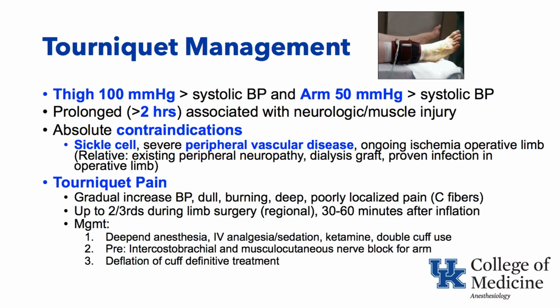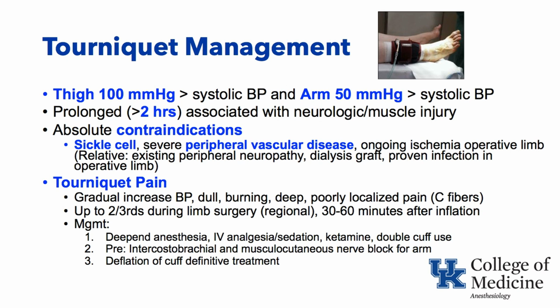Let's talk about tourniquet issues next. Tourniquets are applied to extremities to stop blood flow to make surgery easier in that bloodless field. And up at the top right is shown an ankle tourniquet with a white foot with no blood flow. When a tourniquet is put on the thigh, it's usually increased in pressure up to about 100 millimeters of mercury above systolic blood pressure, and on the arm about 50 millimeters of mercury above systolic blood pressure.